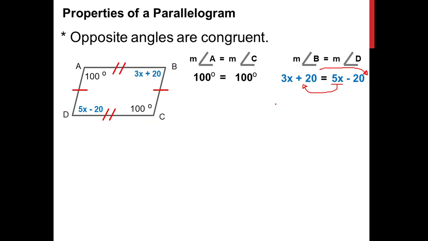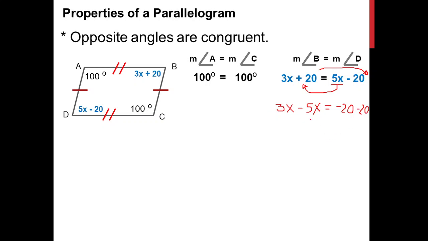I'll bring down 3x. And since I transferred this one to the other side of the equation, 5x is positive, that becomes negative. Okay, bring down the equal sign. What's left here is negative 20, right? Because I already transferred that one. Now, my positive 20, I'll transfer it here to the other side of the equation. The sign changes to negative. There.